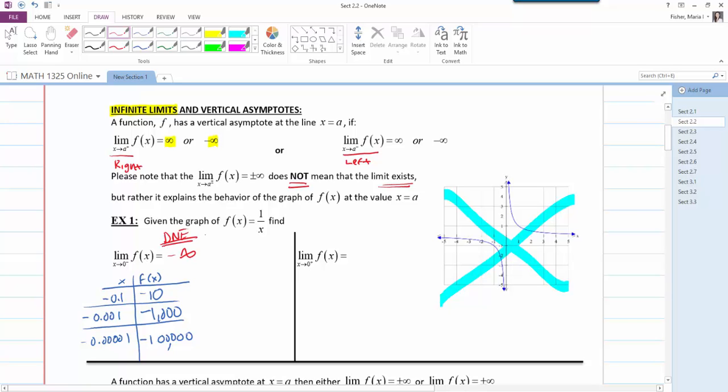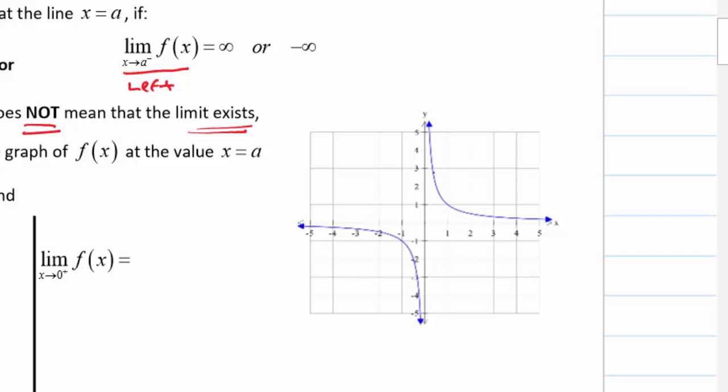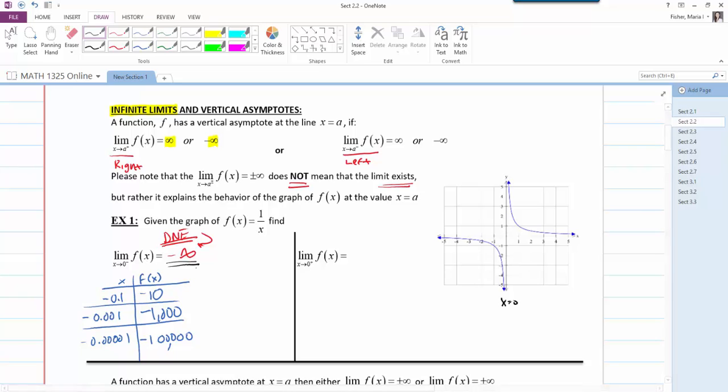It really does not exist. I'm just describing the behavior of the graph. And the behavior of the graph is that it's going down towards negative infinity. If we look at the graph itself, which we have over here, notice, again, here's x equals 0. If I'm coming in from the left, it looks like my graph is going down towards negative infinity. So looking at the graph, we can tell that the limit as x approaches 0 from the left is equal to negative infinity.